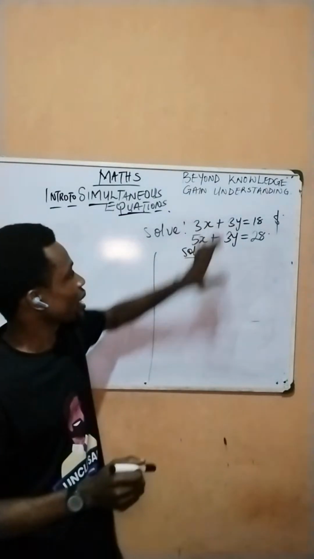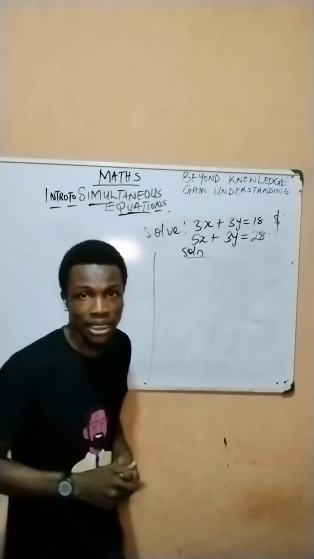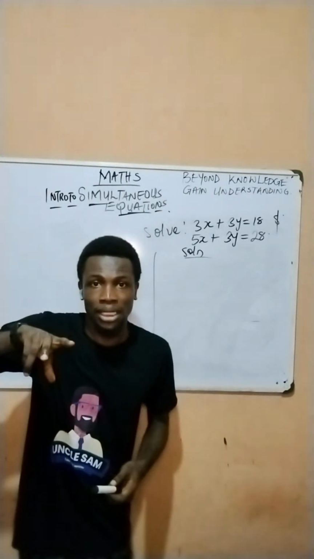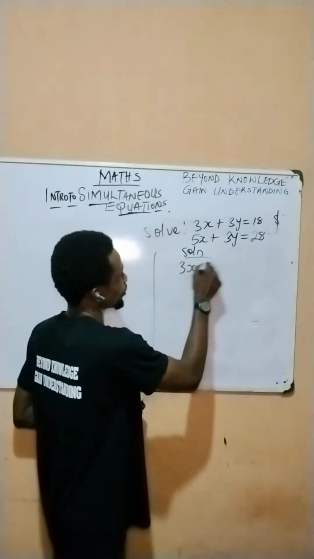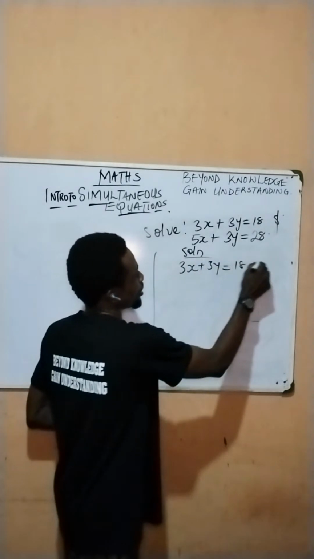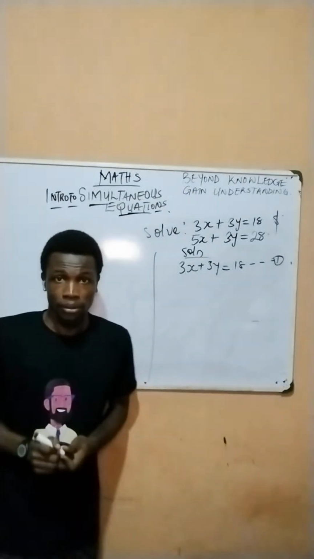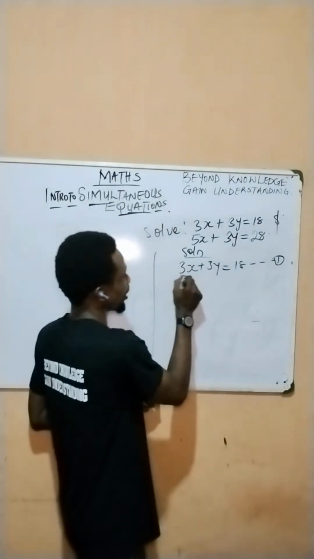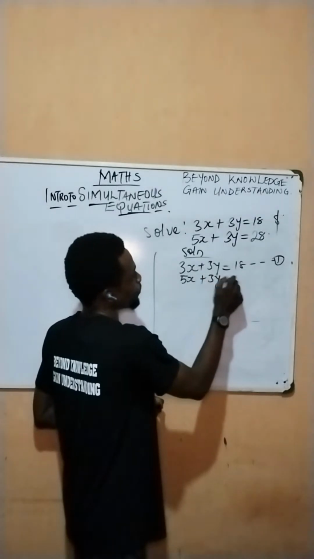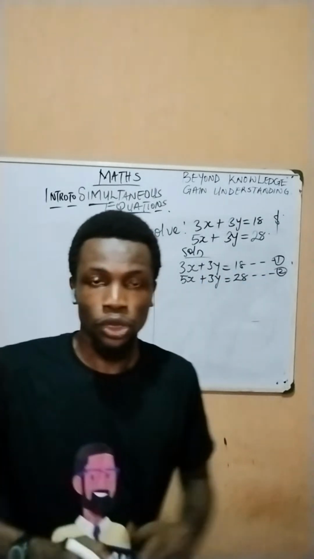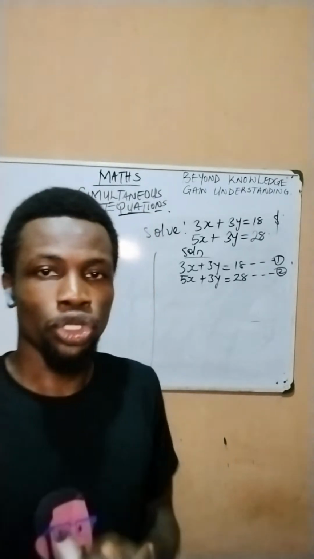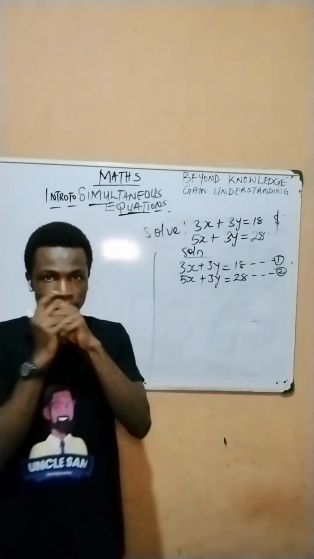We have 3x plus 3y is equal to 18. Now, the first equation that is mentioned here is our equation 1, so I'm going to write it down. 3x plus 3y equals 18. This is our equation 1. And then the second one, which is 5x plus 3y equals 28, is our equation 2. So let's get on and solve this using elimination method.